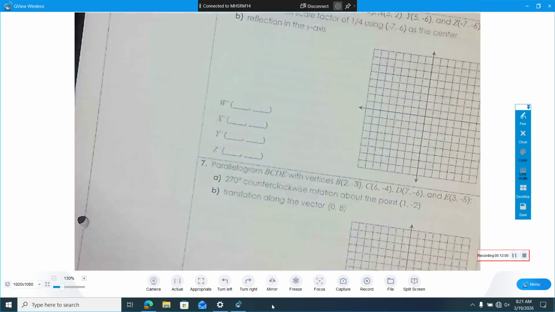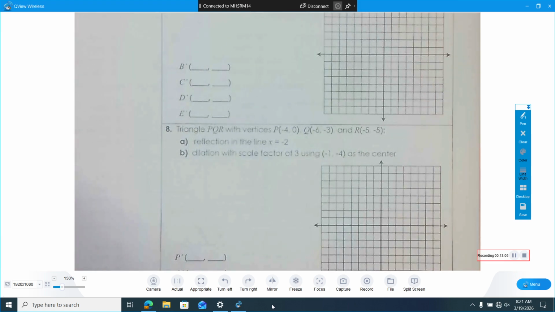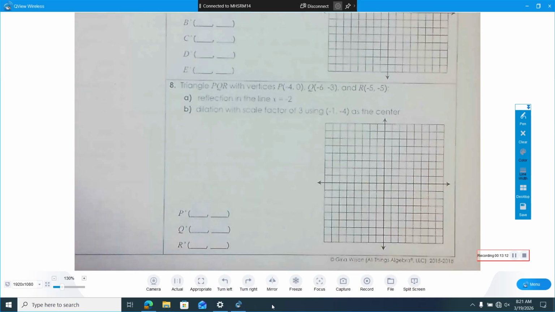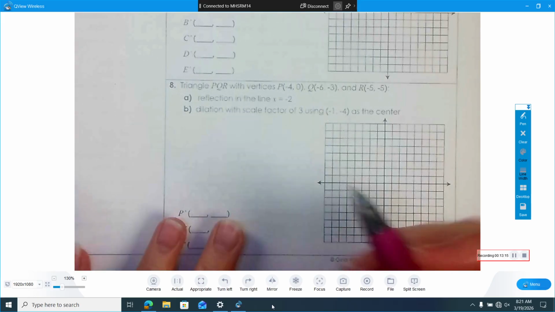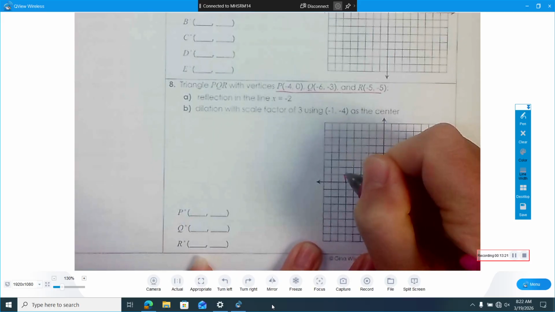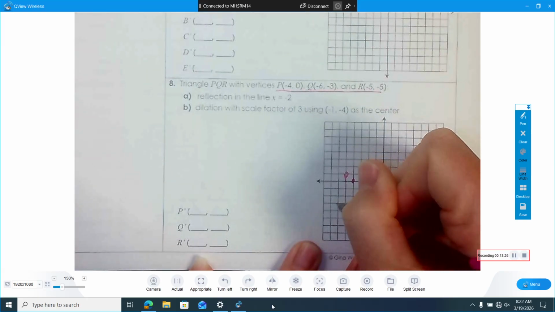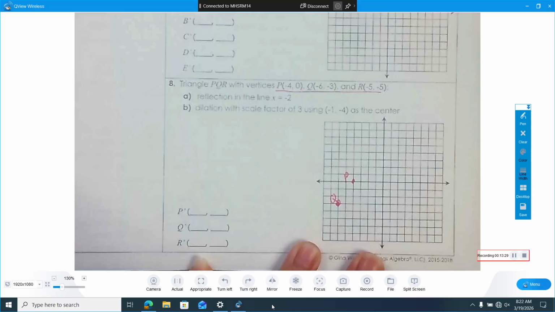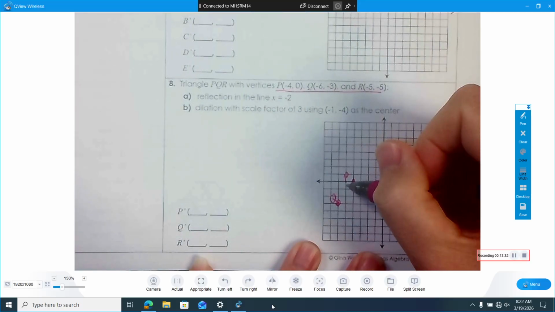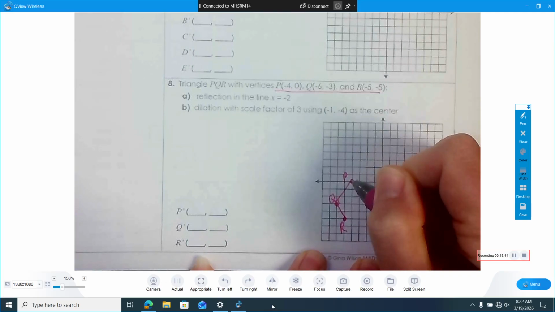Oh, I wanted to do dilation. So, let's look at number 8. All right, looking at number 8, we have triangle PQR, so we're starting here. P is at -4, 0. Q is at -6, -3. And R is at -5, -5. 1, 2, 3, 4, down 5. So there's PQR. Little triangle. There we go.